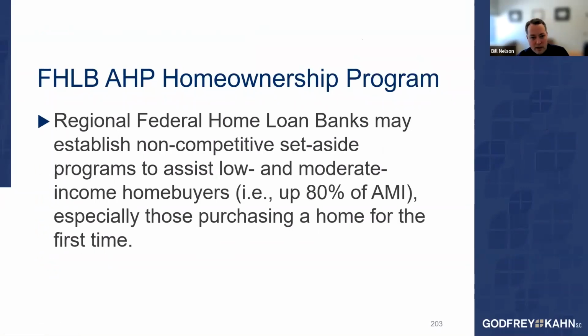So that was the first program. The second program we're going to discuss is the Federal Home Loan Bank's Affordable Housing Program, the FHLB AHP. And this is the home ownership set aside program within that. This is primarily known as a subsidy for rental housing, again. So it's known for something else, but it does have a home ownership component for low and moderate income home buyers. And again, that means moderate income is household income not above 80% AMI. And usually these are especially valuable for members that are purchasing a home for the first time.